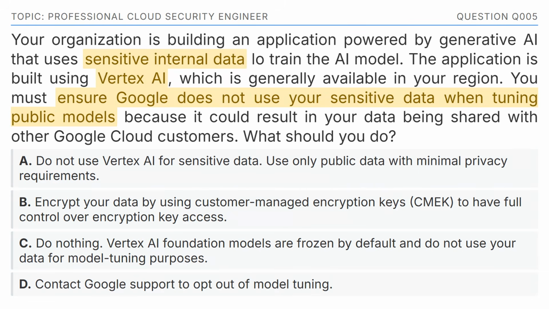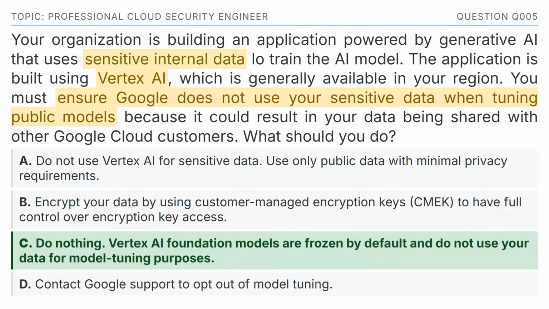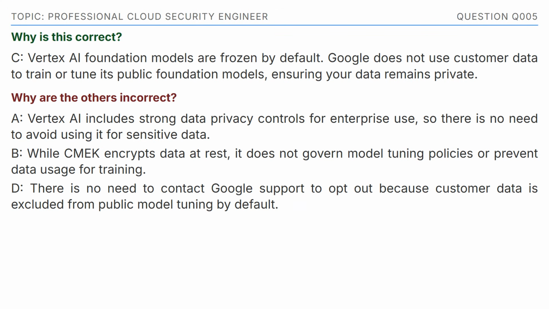To arrive at the correct answer, we focus on the keywords: sensitive internal data, Vertex AI, ensure Google does not use your sensitive data when tuning public models. Correct answer is option C, do nothing. Vertex AI foundation models are frozen by default and do not use your data for model tuning purposes. Why is this correct? C. Vertex AI foundation models are frozen by default. Google does not use customer data to train or tune its public foundation models, ensuring your data remains private.